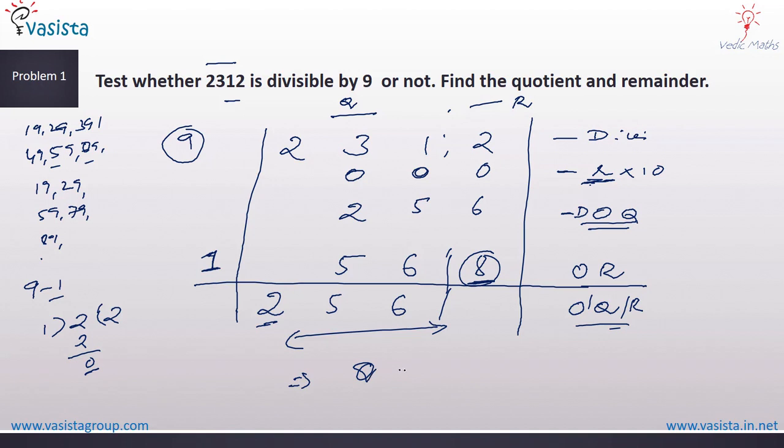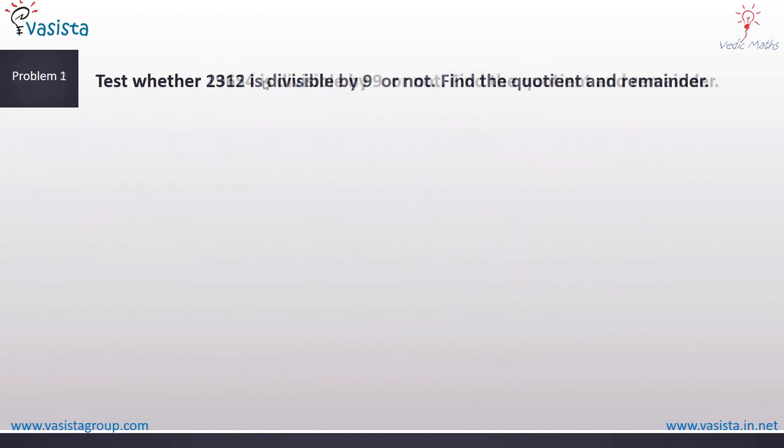Right. So here the actual quotient is 256 and the remainder is 8. The conclusion: this tests whether 2312 is divisible by 9 or not. No, it is not divisible by 9. The quotient is 256 and the remainder is 8. You can apply Navashesha to check this also. Let us check one more example, with 9 only.